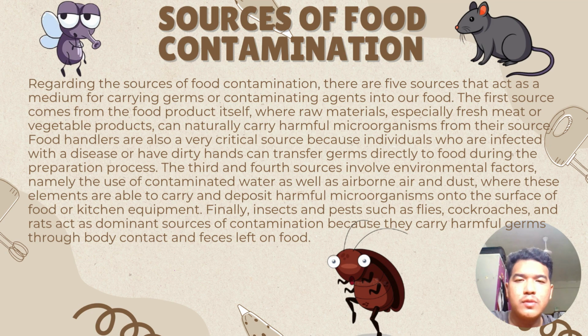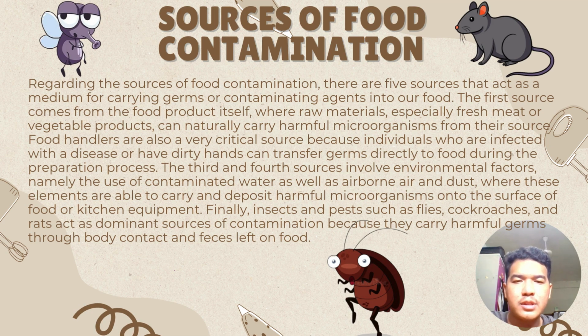Next, I will talk about the sources of food contamination. There are five sources that act as a medium for carrying germs or contaminating agents into our food. The first source comes from the food product itself, where raw material, especially fresh meat or vegetable products, can naturally carry harmful microorganisms from their source. Food handlers are also a very critical source because individuals who are infected with a disease or have dirty hands can transfer germs directly to food during the preparation process.